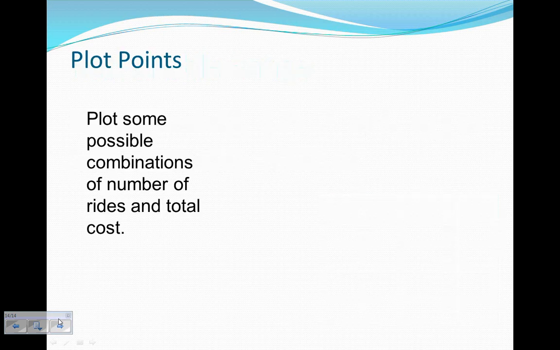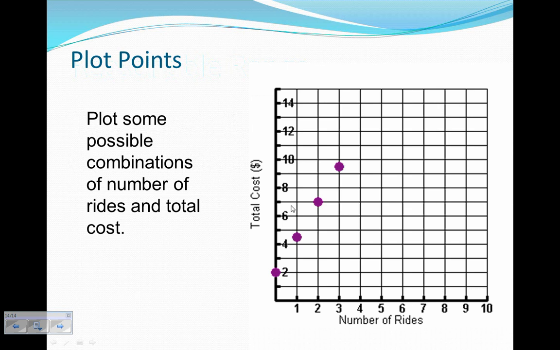When you go to plot the points, right here you're going to plot them and you have number of rides and these are dots. This is what our graph is going to look like. It's when you apply the rules or what the word problem means to the actual numbers.